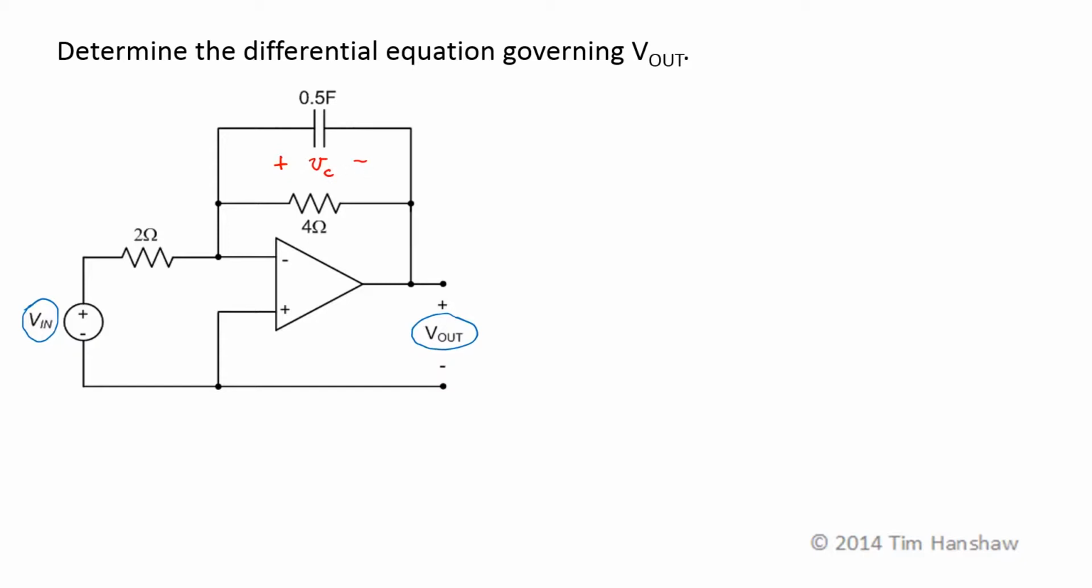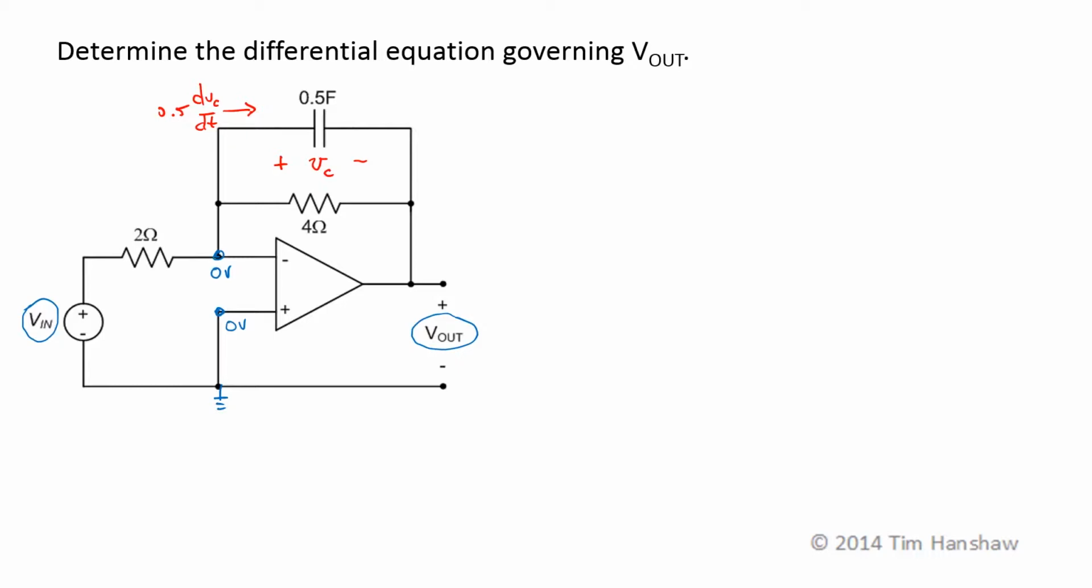this polarity. If I choose that polarity, then the current through the capacitor is going to be positive in that direction. It's C, which is 0.5 times dVc by dt. Now the capacitor is taken care of and I can worry about the op-amp. Applying the op-amp rules, I know that this voltage is 0 volts if I choose this as my reference. So if this voltage is 0 volts, this voltage is also 0 volts.